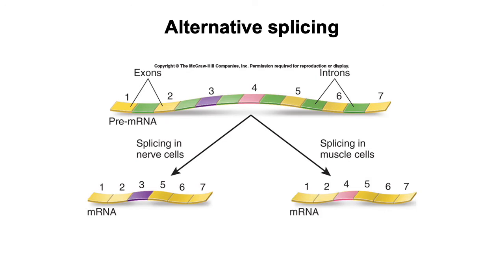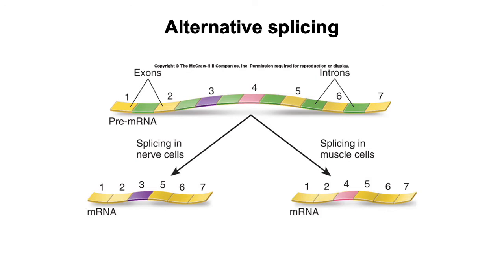So if we look at the splicing pattern in nerve cells, the arrow to the left, what you notice is number 4 acts as an intron because it's missing. You only have 1, 2, 3, and then you skip to 5. But then if you look at the splicing pattern of how the exons are spliced together in muscle cells, you see 3 is missing and 4 is put in place.